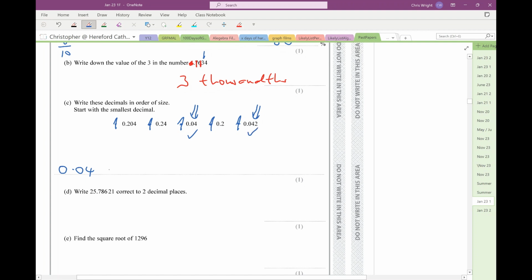And now 0.042 because that's 4 pence and a bit more. Now, shall I choose 20 pence, 24 pence, or 20 pence and a bit? I'm going to choose 20 pence, then 20 pence and a bit, and then 24 pence.